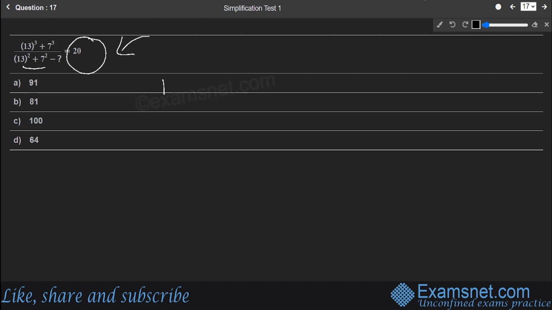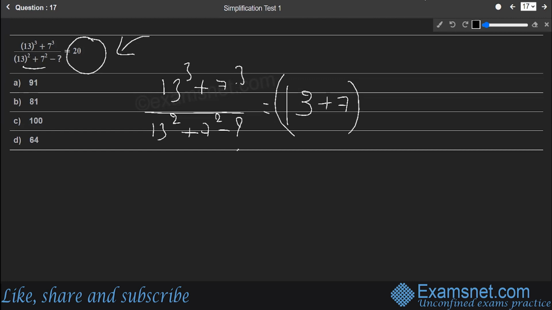If we do this, we can write 13 cube plus 7 cube divided by 13 square plus 7 square minus the question mark, and in place of 20, we can write 13 plus 7. Why are we doing it? So that we can manipulate the numbers to look like a cube plus b cube, and then use the formula of a cube plus b cube and cut down certain things.